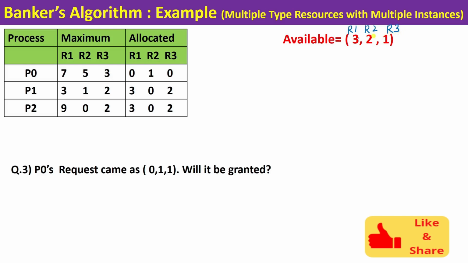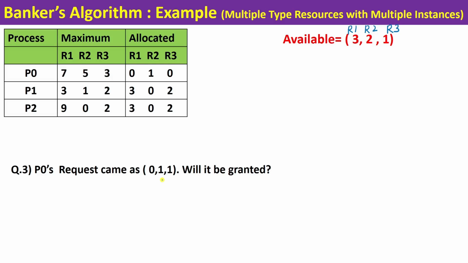And we are asked a question that, if this scenario is given and a request from the P0 process comes, and P0 asks for some number of resources of R1, R2, and R3. It asks for 0 resources of R1, and only 1 instance of R2 and only 1 instance of R3. The question is, if P0 asks for this number of resources, will this P0 request be granted by the operating system or not?